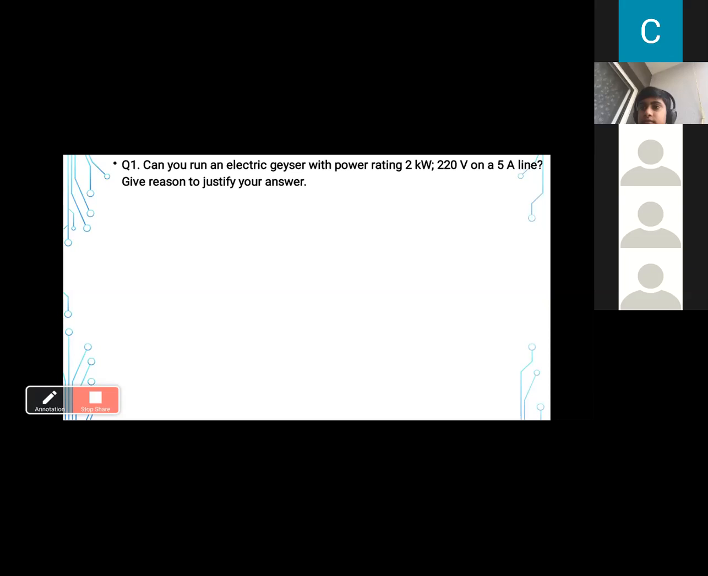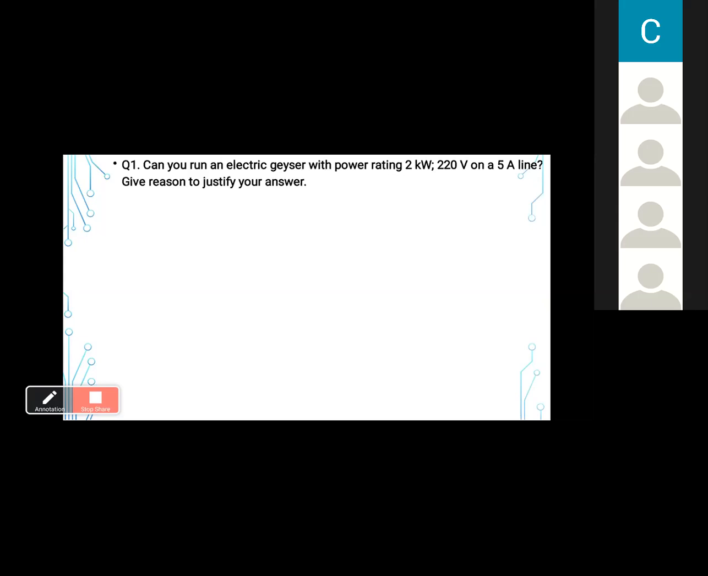Power is already given to you, 2 kilowatts. Voltage is also given to you. We have an electric geyser whose power is 2 kilowatts and voltage is 220 volts. And the rating of the line they have given as 5 ampere. That means my wire or my line can draw a maximum current of 5 ampere only, not more than that.